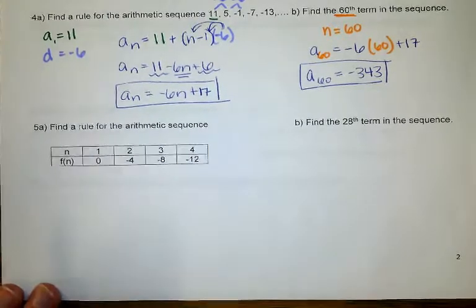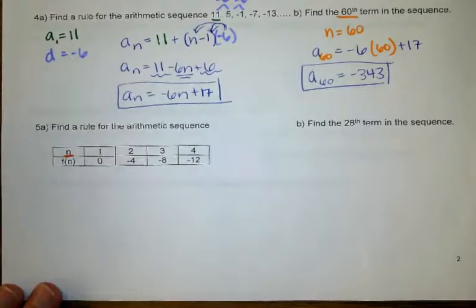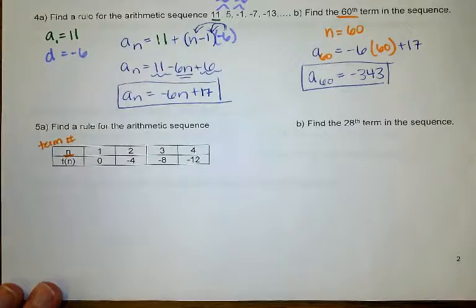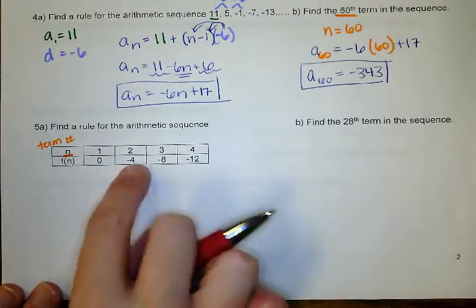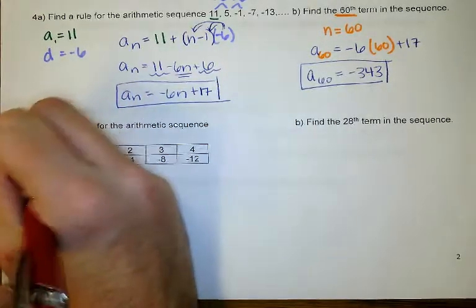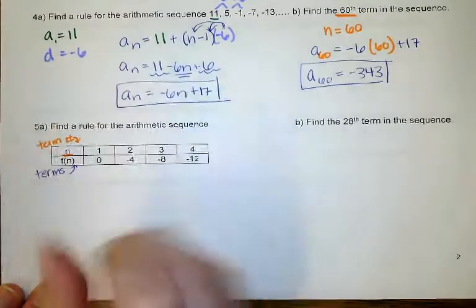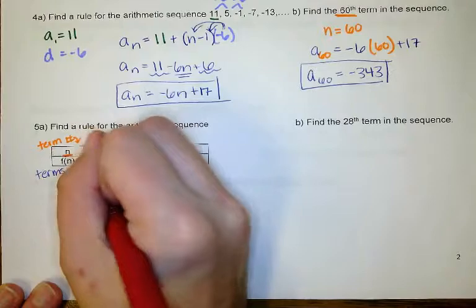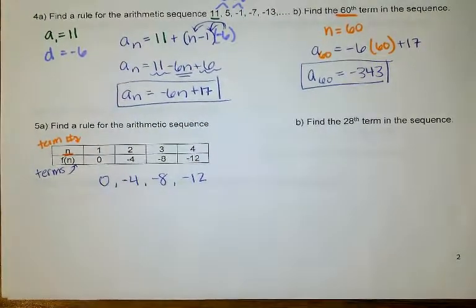Well, guys, the n is the term number, right? So this right here is my term number. So what are the actual terms? Where are my terms, y'all? The bottom, right? The f of n. So these are the actual terms right here. So the term number is on the top. That means my first term is what? 0. So I'm going to rewrite this as 0, negative 4, negative 8, negative 12. My first term is 0, my second term is negative 4, my third term is negative 8, my fourth term is negative 12.